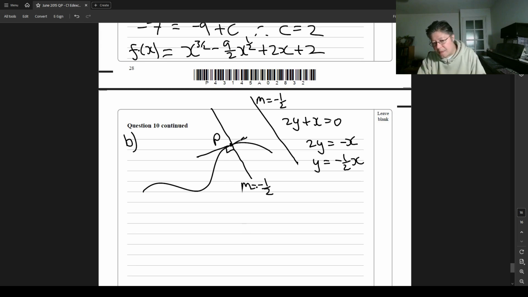Therefore, we know we have the gradient of the tangent. It should be the negative reciprocal of the normal. So the negative reciprocal of minus half is positive 2. So this gradient is equal to 2. Now we can find the point where the gradient equals 2 by setting the derivative equal to 2.